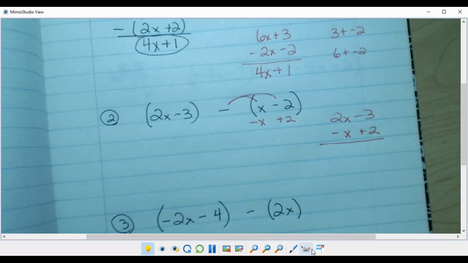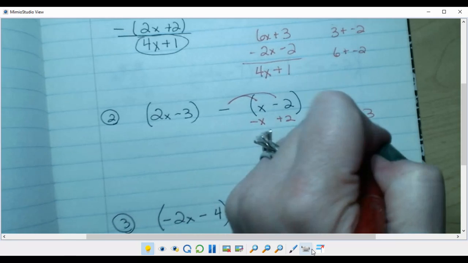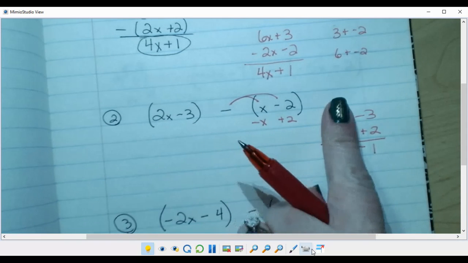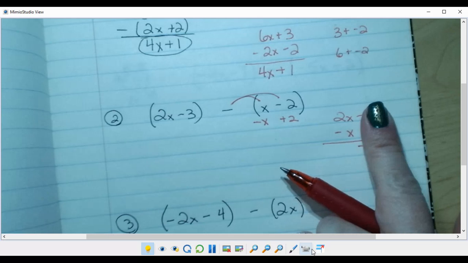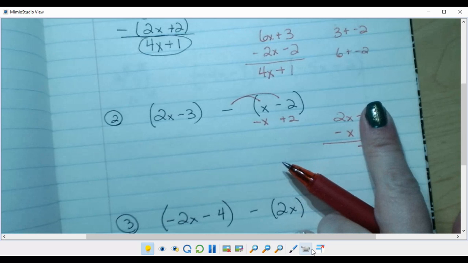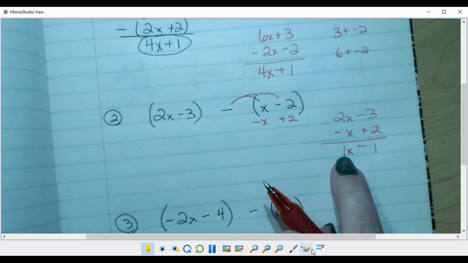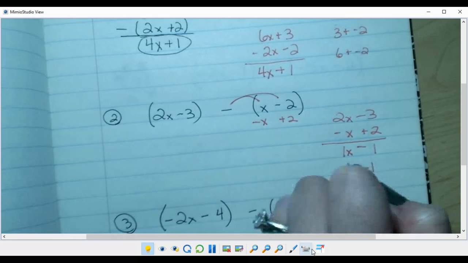I'm going to combine these. I'm going to add them, really. So here I've got a negative 3 and a positive 2. They're different, so I subtract. 3 minus 2 is 1. The 3 pile was bigger, so we'll keep that sign. Good? Okay. Here I've got a 2x and a negative x. They're different, so I subtract. 2 minus 1 is 1. I could write that, or I could just put x. It doesn't matter. The 2 pile is bigger, so we'll keep it positive. Final answer, x minus 1.